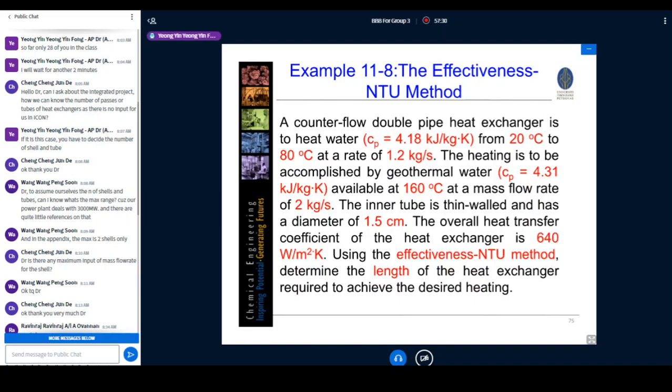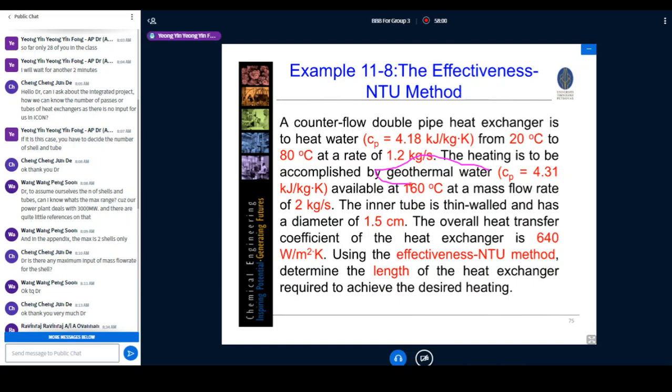A counterflow double pipe heat exchanger is to heat water from 20 degrees C to 80 degrees C at a rate of 1.2 kilogram per second. The heating is to be accomplished by geothermal water available at 160 degrees C, meaning that the geothermal water is the hot stream used to heat the water, meaning that the water is the cold stream being heated up from 20 to 80 degrees C.